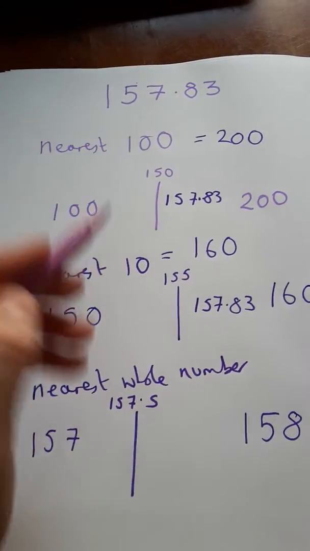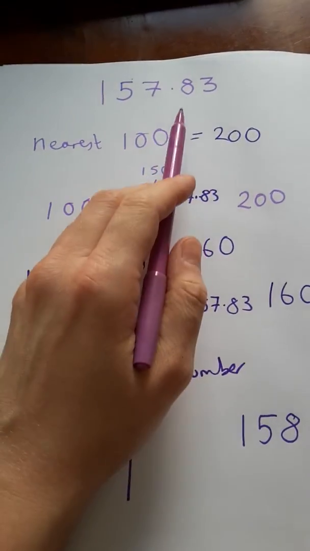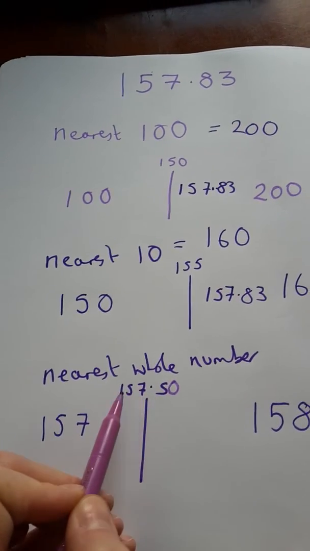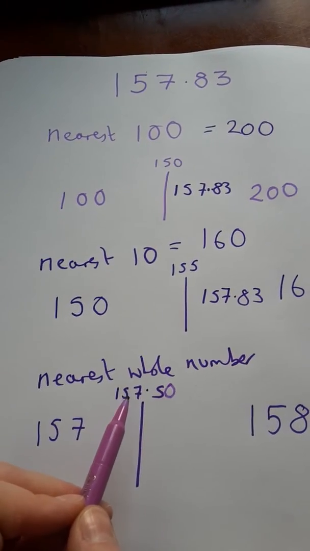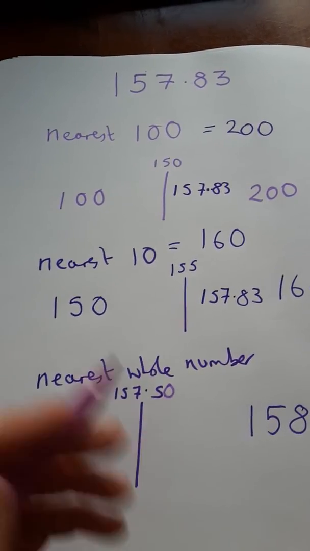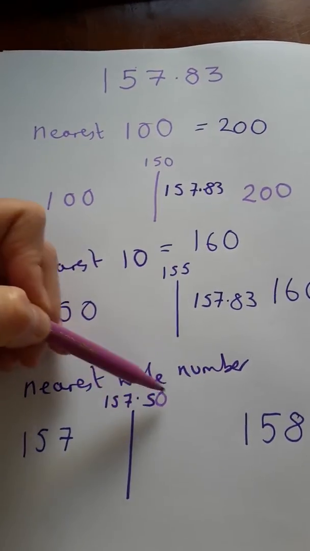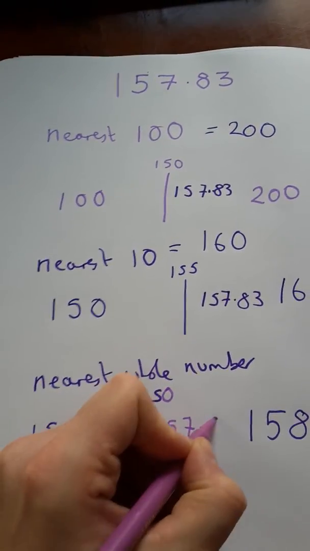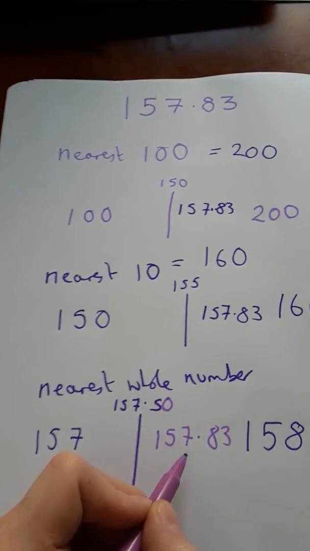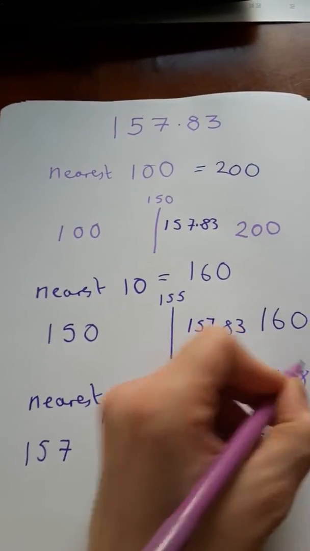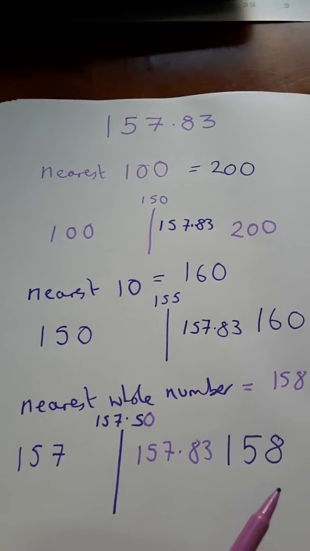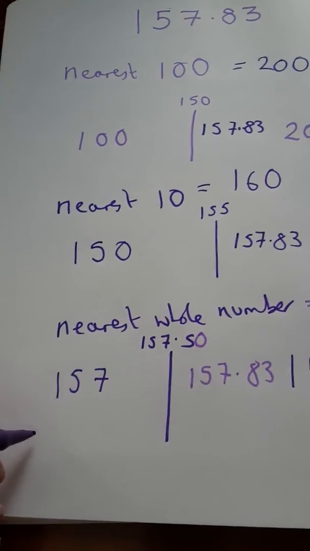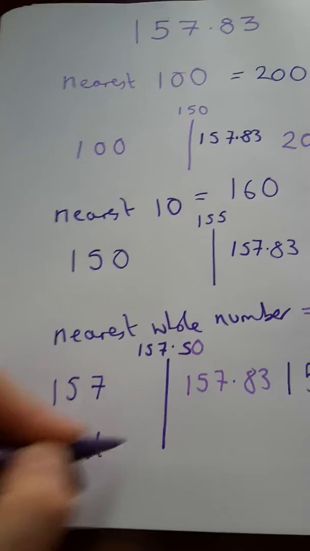and our number ends in 83. So this is 2 decimals on the end. To help myself, I'm going to write an extra 0 here because 157.5 is exactly the same as 157.50. Just the 0 allows me to compare this as if it's 50 and this as if it's 83. So my number is going to be 157.83. So again, it's this side. So to the nearest whole number is 158.